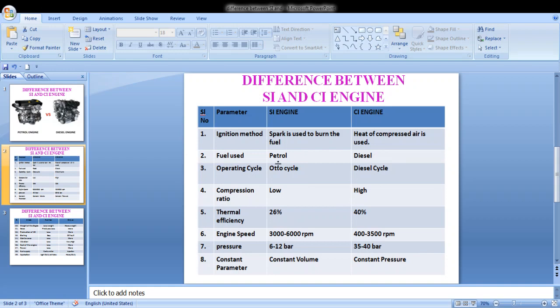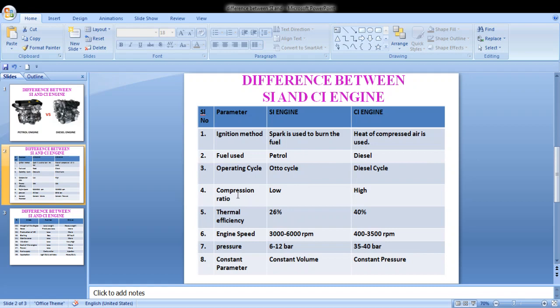Next important parameter is your operating cycle. In case of your SI engine, it works on Otto cycle, whereas your CI engine works on diesel cycle. What is the difference between Otto and diesel cycle? The main difference that separates these two cycles is the way they supply heat to the engine to begin the ignition. Another difference is in Otto cycle heat addition occurs at constant volume, whereas your diesel cycle works on constant pressure.